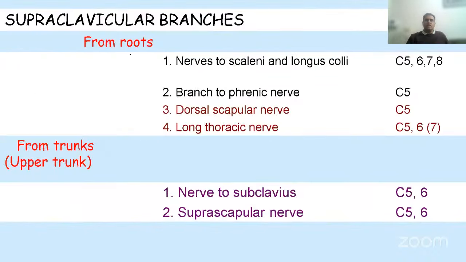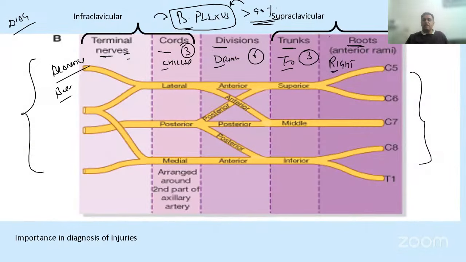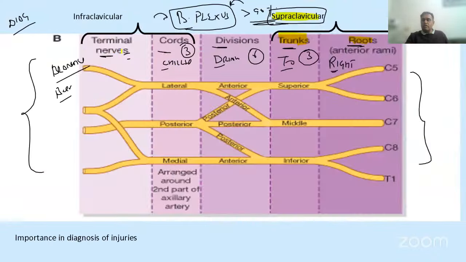Then the supraclavicular branches. If you see the previous images, the supraclavicular part is root and trunk only. So root and trunk come under the supraclavicular part. If I may use a highlighter, this is the supraclavicular part, that is root and trunk. These are branches from root and trunk. Now, how many roots do we have? Not 3, but 5 roots from C5 to T1.